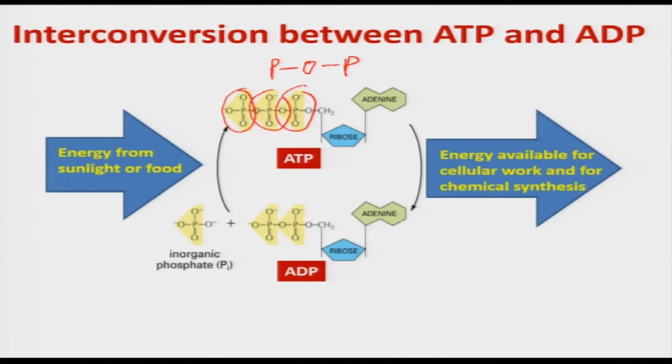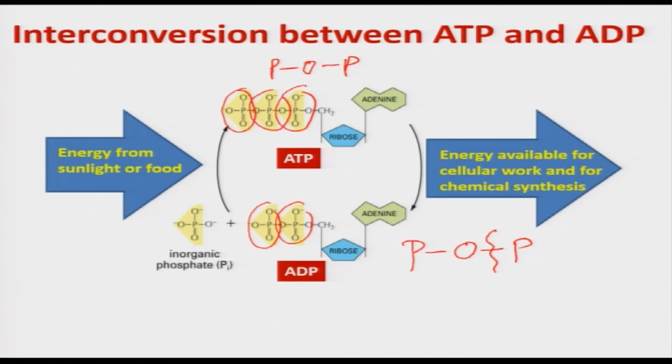As you can see, there are 2 phosphate groups, 1 and 2, and it releases another phosphate. So, what happens? The POP bond breaks, or is hydrolyzed, and the energy that comes out of this bond breaking process is utilized for our day to day work, for our life. The energy comes from either sunlight or food.